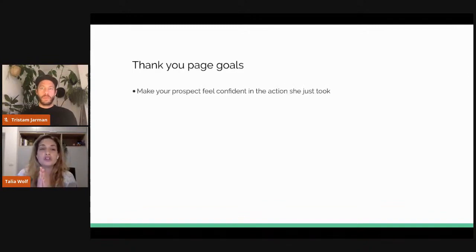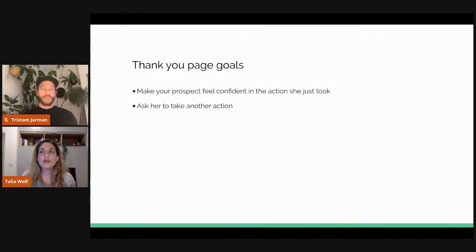Number 1 is to make your prospect feel confident in the action that she just took. So there's a little psychological trigger called choice supportive bias. And the idea is that we want to feel good about the actions that we've taken. So it's your job in the thank you page to remind people that they did a great job. It sounds funny, but it's actually super imperative that you do that.